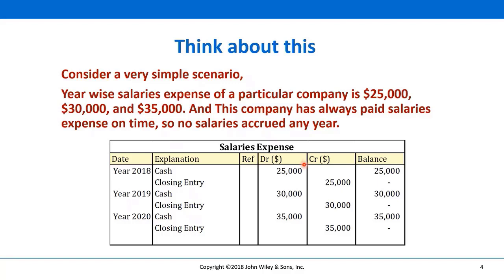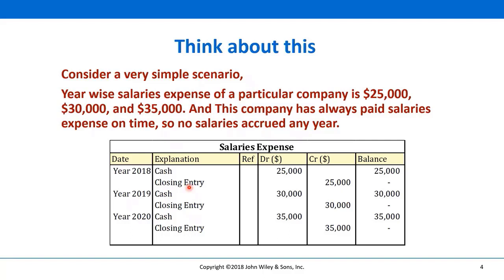So we know that if you want to reduce any balance, we have to go in the opposite direction. Salaries expense has a debit balance, that's why if you want to make it 0 or if you want to reduce it, we have to do a credit. That's what we have done, and that's what we call a closing entry.